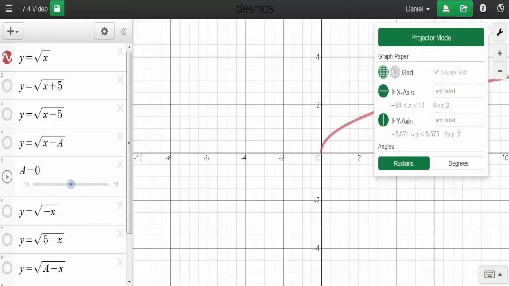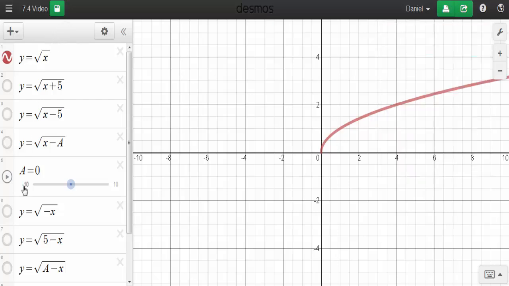There we go. So there's just your basic square root function. It starts out at (0, 0), and then it would go up and to the right. Now if I graph, let's say, the square root of x plus 5, that would actually start at negative 5 and then go up and to the right from there.